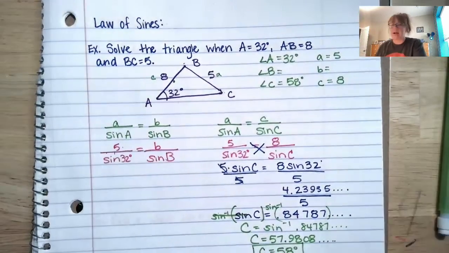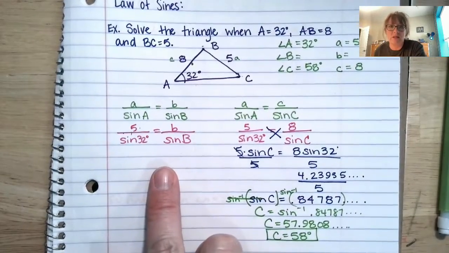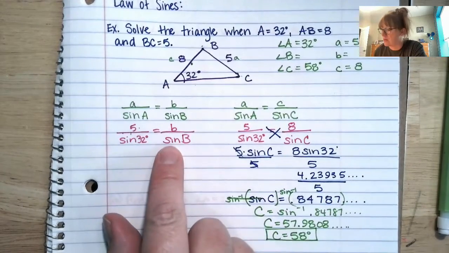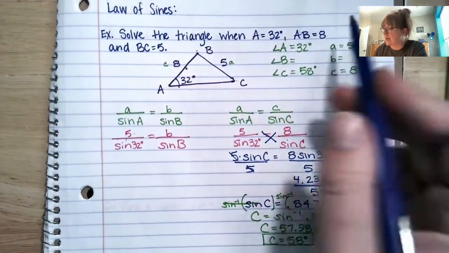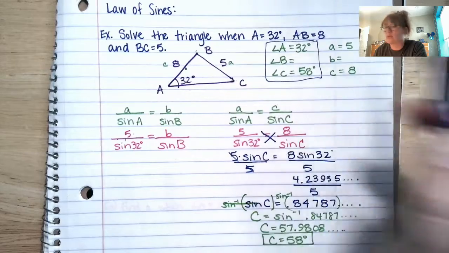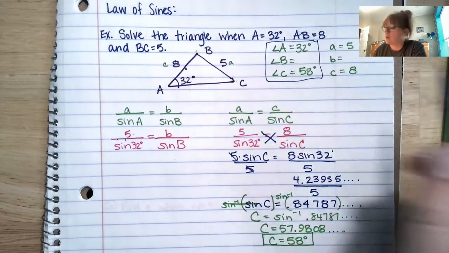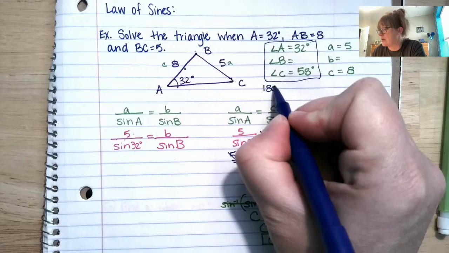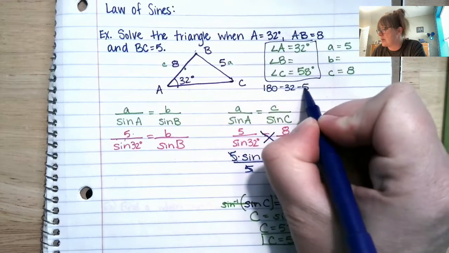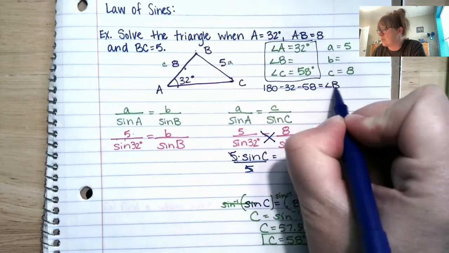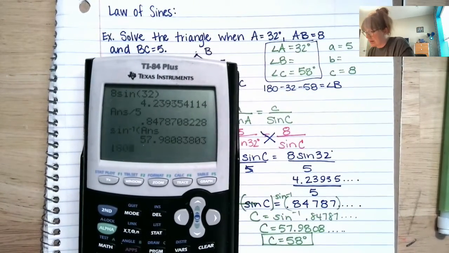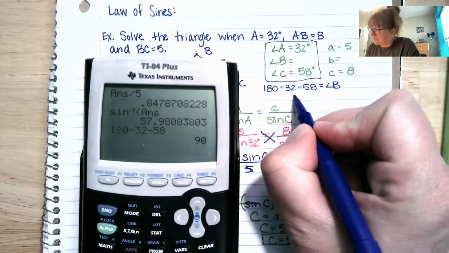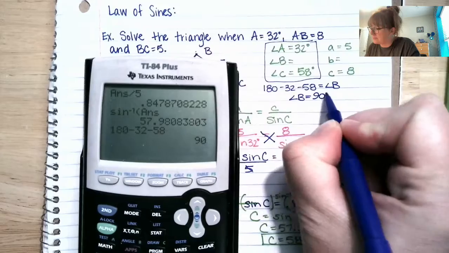Now looking back at this other ratio that we talked about, we're still kind of stuck. We have 2 unknowns, so we can't really solve using this ratio yet. But look at this. We have 2 of 3 angles, and we know a triangle is made up of 180 degrees. So we could say 180 minus 32 minus 58, and that's going to give us angle B. Let's go ahead and do that. We had to find the other angle first before we could do that. So we get angle B is 90 degrees.